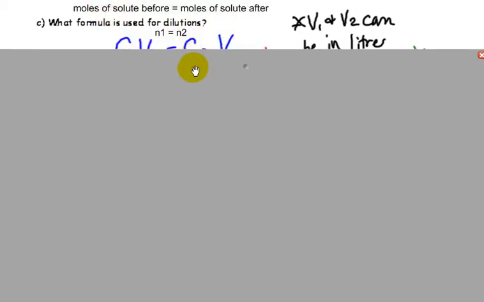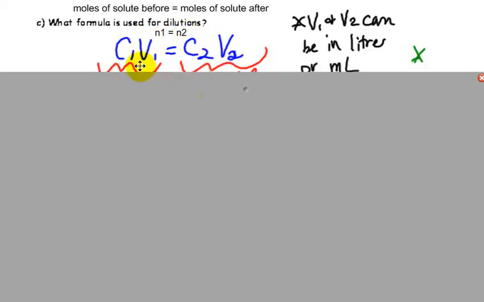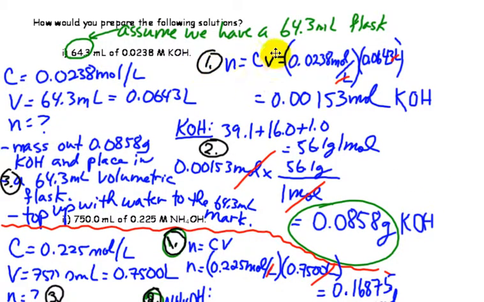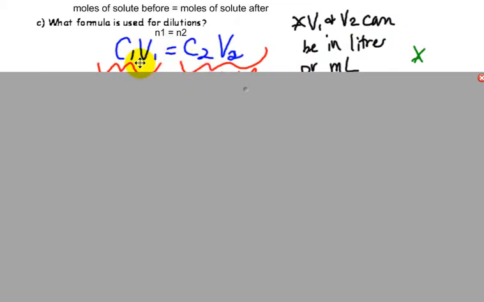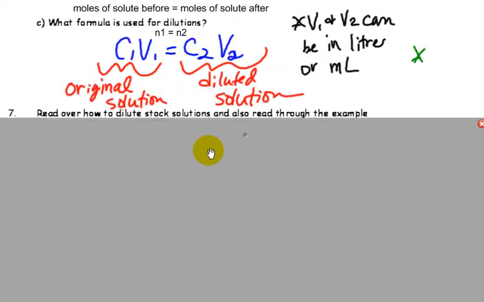So if moles of solute before equals moles of solute after, we can say n1 equals n2, or C1V1 equals C2V2. So all I'm doing here is just using the molar concentration equation. n before equals n after, therefore CV before equals CV after. And I just use a little subscript 1 and a little subscript 2 to distinguish between the two, so your original solution and your diluted solution. And a little note I make here is that you can have V1 and V2 be in milliliters, but just be aware that if this is in milliliters, this has to be in milliliters.